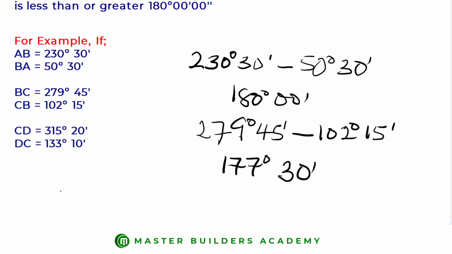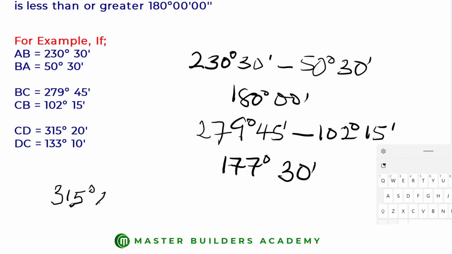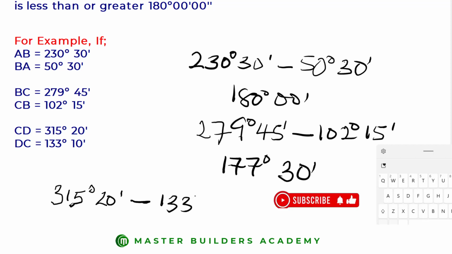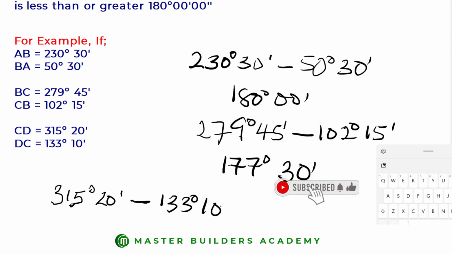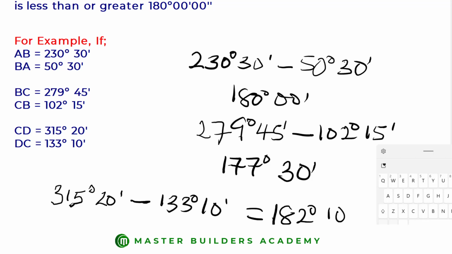Now let's look at the last but not the least. We have line CD and then line DC, as you can see from here. So we have 315 degrees, 20 minutes minus 133 degrees, 10 minutes. Again, when we find the difference between these two values with the help of our calculator, we have 182 degrees, 10 minutes.